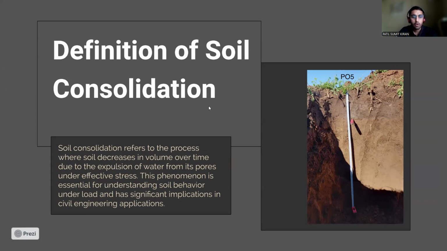This phenomenon is essential for understanding soil behavior under loads. When loads are applied or buildings are constructed, they create a load on the soil, and because of that the soil gets compressed. Because of that compression, or the effective stress applied on the soil, the water starts to get released, and from that the consolidation happens. So it is important to study the consolidation properties of the soil before starting the actual construction.